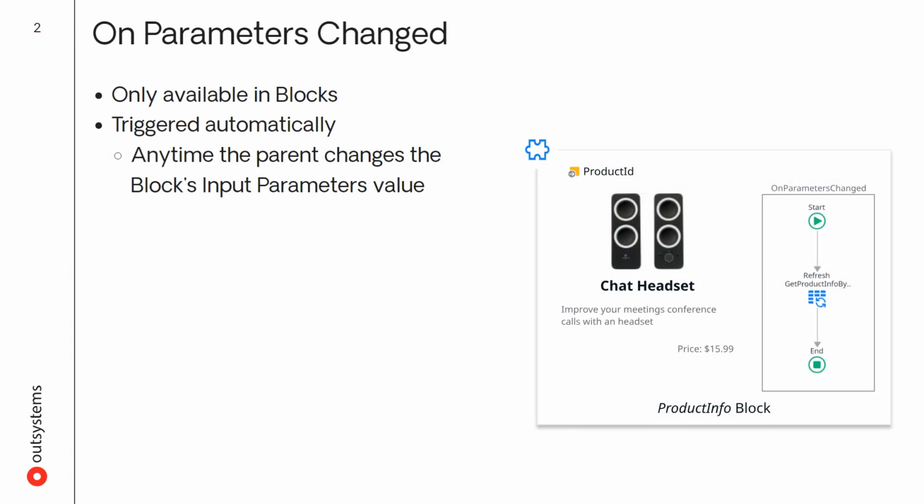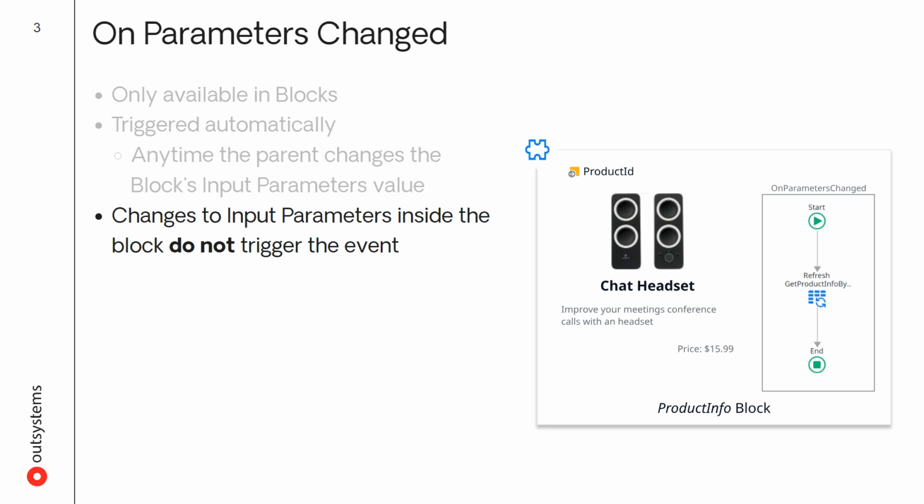Blocks have a built-in event named onParametersChange. This event is only available in blocks, and the platform triggers it automatically whenever the parent changes the value of one of the block input parameters. This allows the block to react to changes coming from its parent. Note that inside the block itself, changing an input parameter value will not trigger this event.